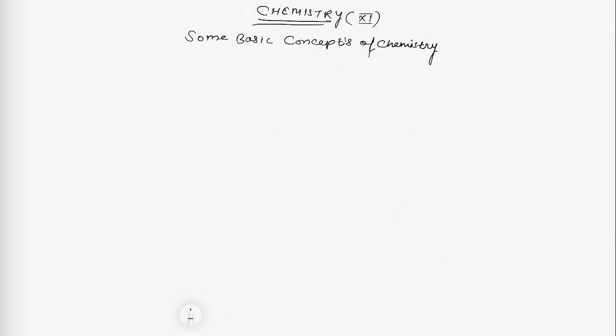So we will discuss in this chapter very basic things: matter's classification, nature of matter, properties of matter and their measurement, uncertainty in measurement, laws of chemical combinations, Dalton's atomic theory, atomic and molecular mass, mole concept and molar mass, percentage composition, and stoichiometry and stoichiometric calculations. So let's start with matter.